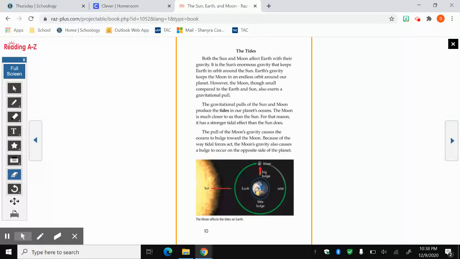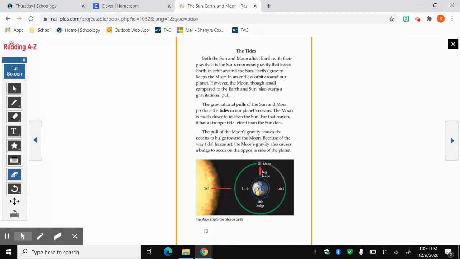It says both the sun and the moon affect Earth with their gravity. It is the sun's enormous gravity that keeps Earth in orbit around the sun. Earth's gravity keeps the moon in an endless orbit around our planet. However, the moon, though small compared to the Earth and the sun, also exerts a gravitational pull. The gravitational pull of the sun and the moon produce the tides in our planet's oceans.